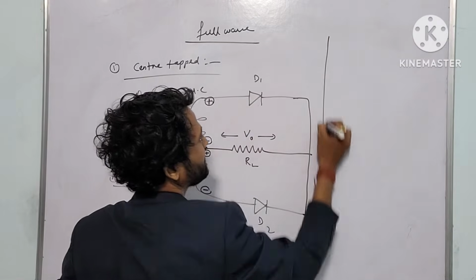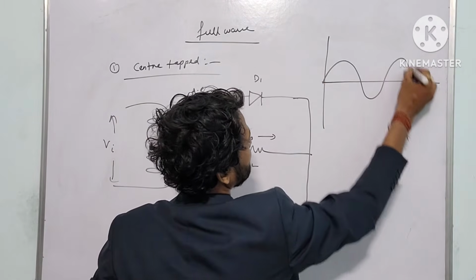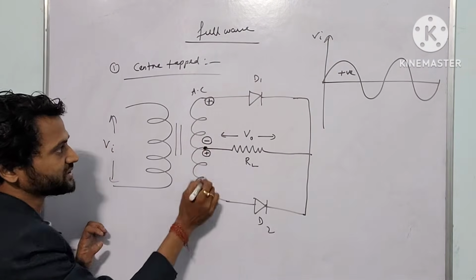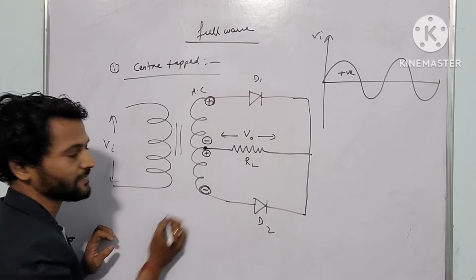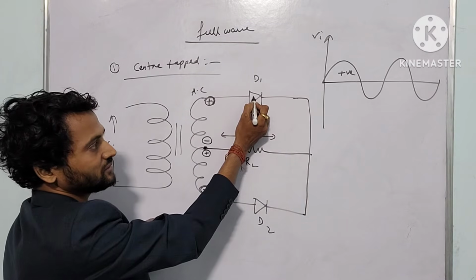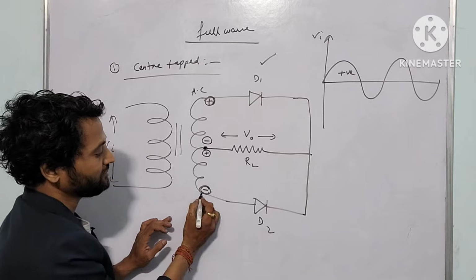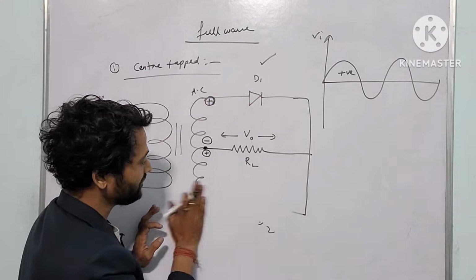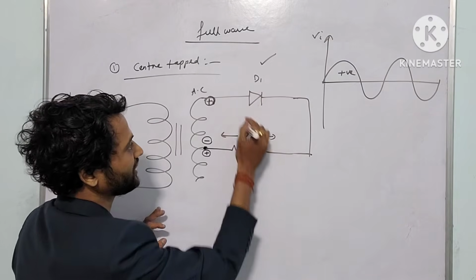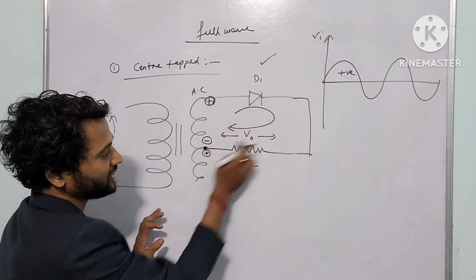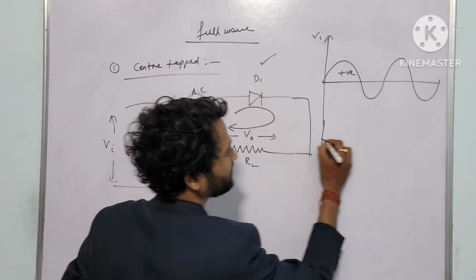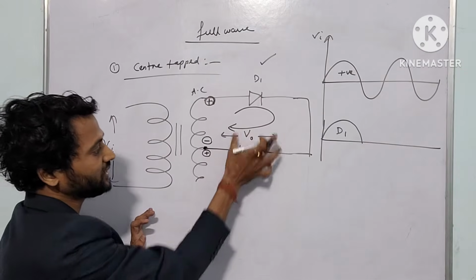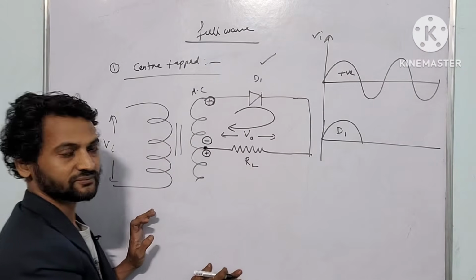During the positive half cycle, let us draw the graph, this input voltage, this positive half cycle. During the positive half cycle this is plus, this is minus. Plus is connected to D1, so it will be forward bias. Minus is connected to D2, it will be reverse bias. Clear? So this will be open, reverse bias. So current will flow like this. If current flows, voltage will drop. So in the first half cycle, diode D1 conducts, and we get some voltage of the same nature.